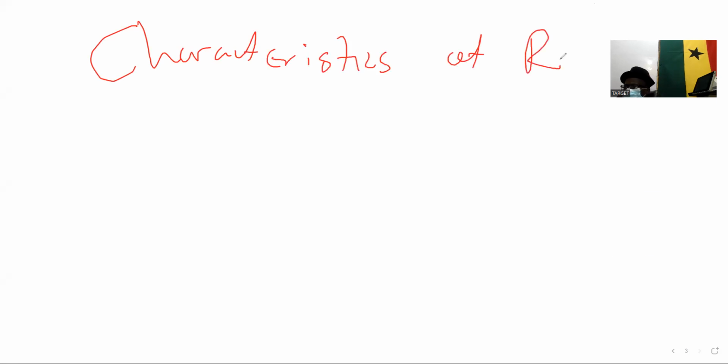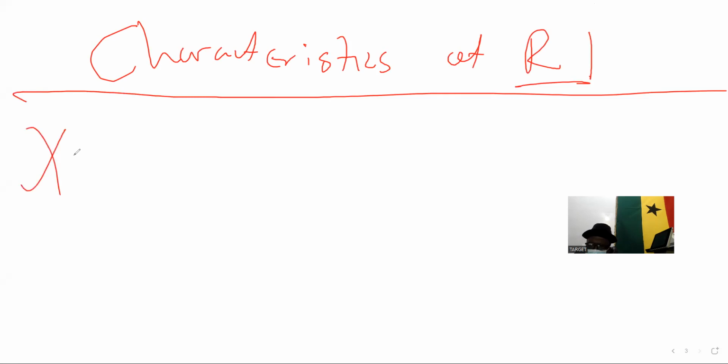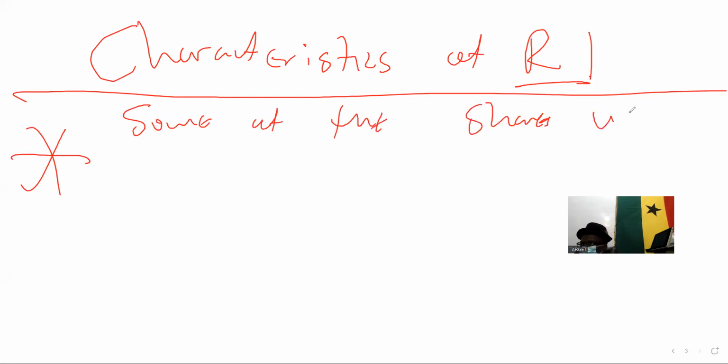Let me call it RI for short, okay? The first one has a characteristic of what? Issue of shares at full market price. So some of the shares were issued at full market price. Okay.